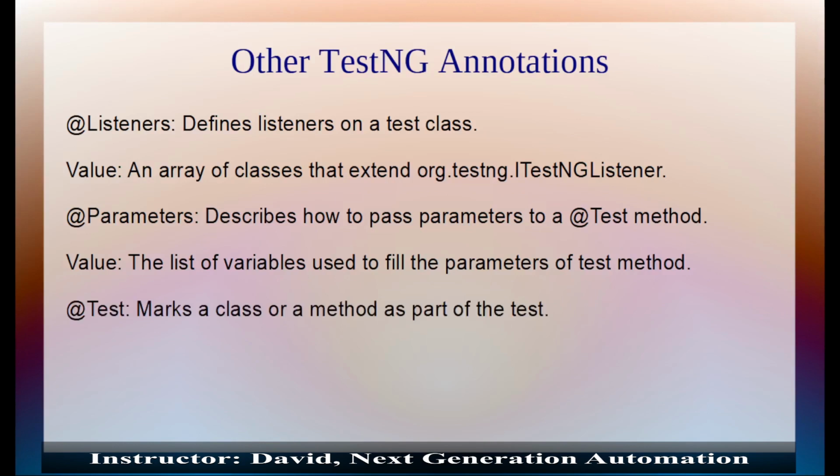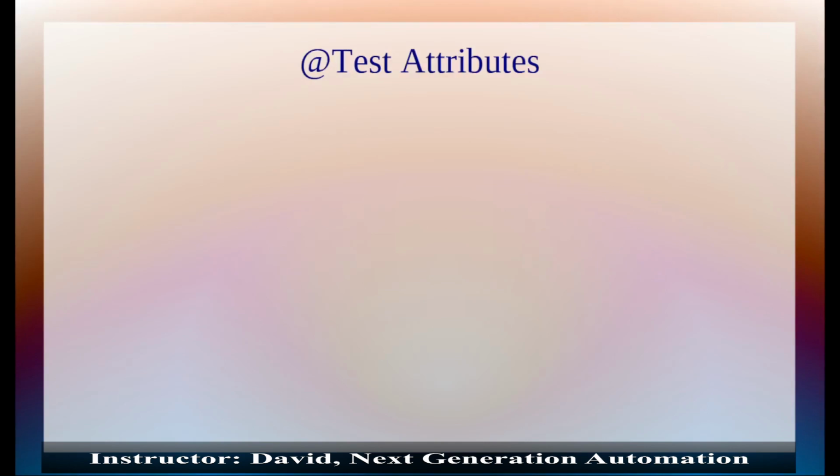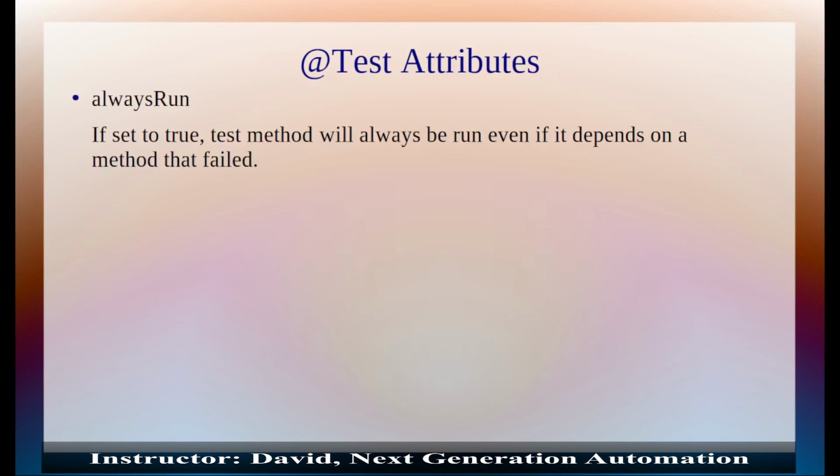And last we have the @Test TestNG annotation. Every test case contains the @Test TestNG annotation. And this annotation marks a class or a method as part of the test. Now let's understand about the attributes used by the @Test TestNG annotation. Always run attribute. As part of this attribute, if set to true, the test method will always be run, even if it depends on a method that failed.